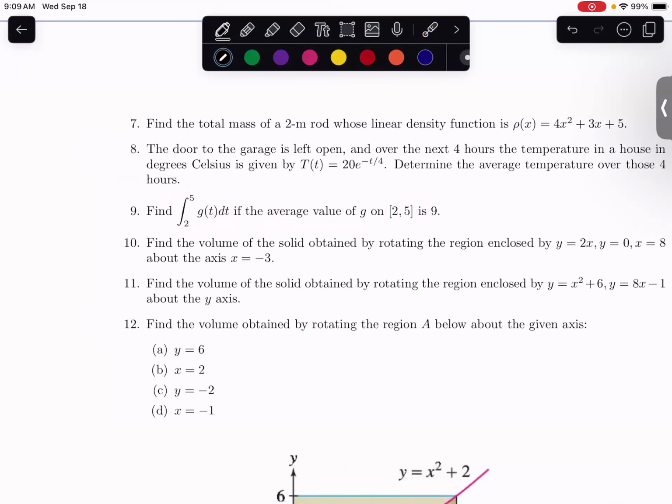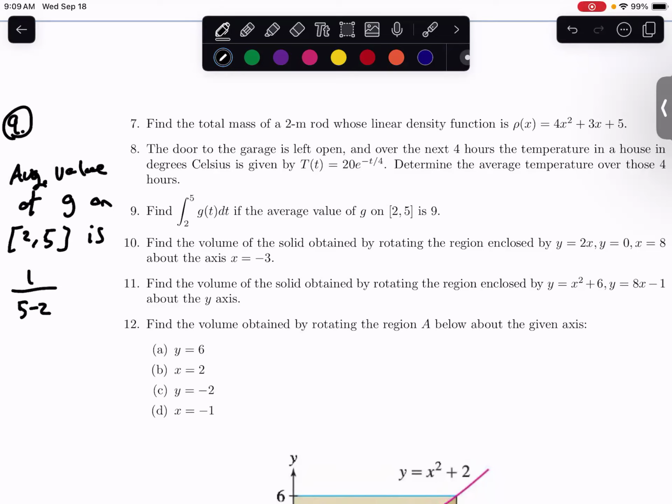In general, we'll do it like this. The average value of g on the interval from 2 to 5 is given by the following integral. This is equal to 1 over 5 minus 2 times the integral from 2 to 5 of g of t dt.